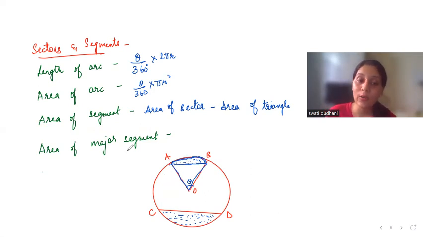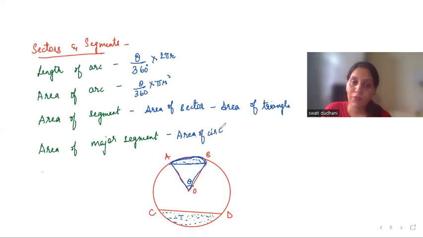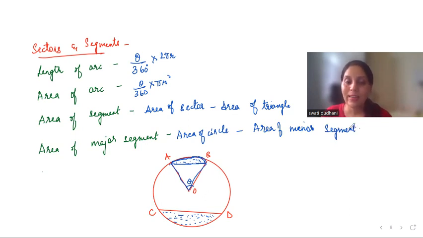Now, how do I calculate the major segment? Major segment is the portion apart from the minor segment. So the whole portion. So basically, from the complete circle, we will subtract the minor segment area. Area of circle minus area of minor segment. I hope this is clear. Very, very important: length of arc, area of arc, and segment.